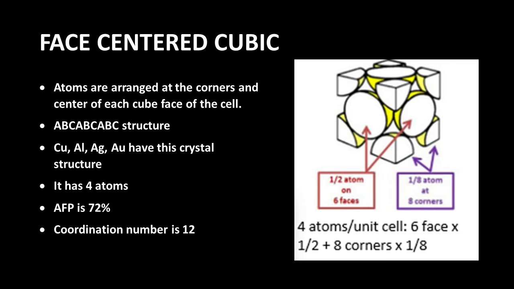Face-centered cubic. The atoms are arranged at the corners and the center of the base of the cell. So it has an ABC, ABC, ABC structure. Examples of this are copper, aluminum, gold, and silver, and it has four atoms. The atomic packing factor is 74%, and it has a coordination number of 12.